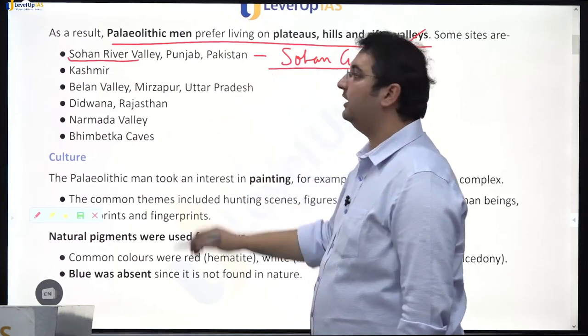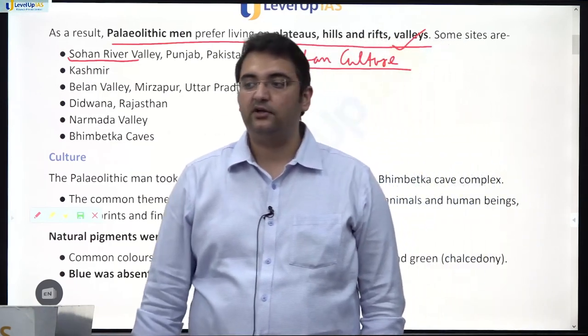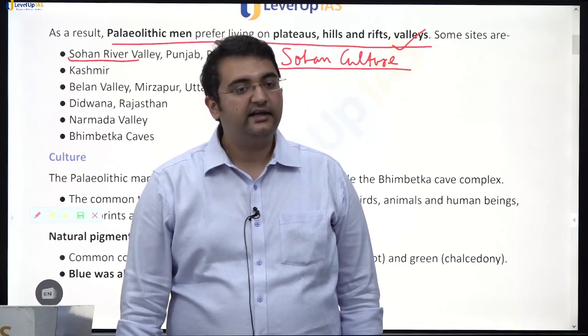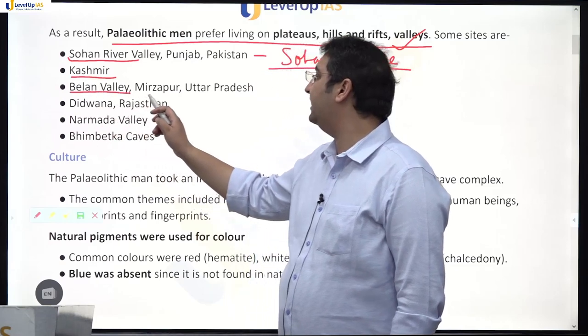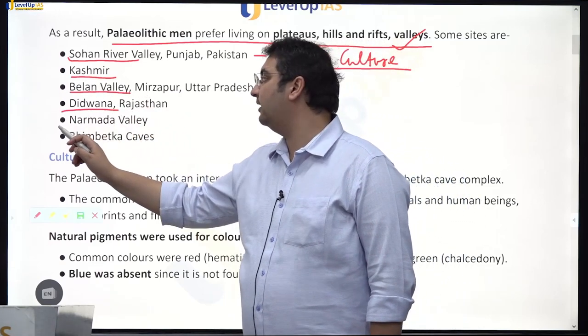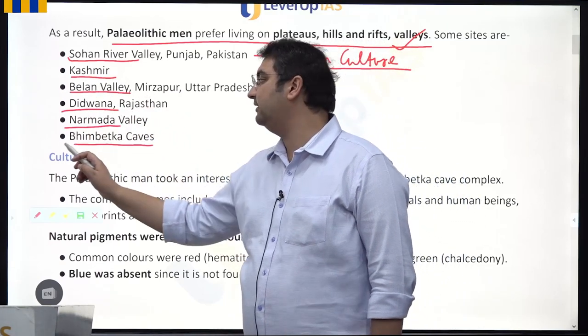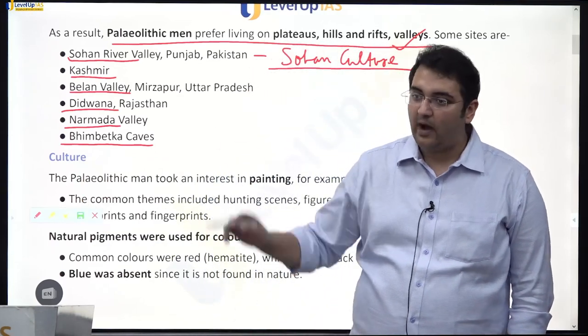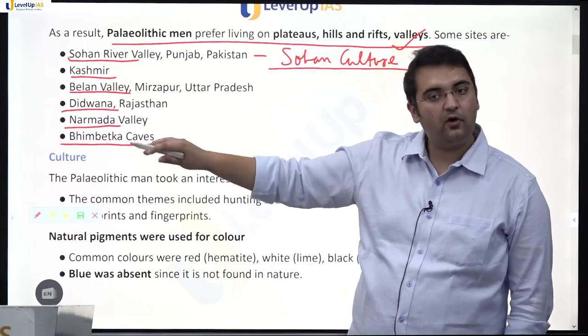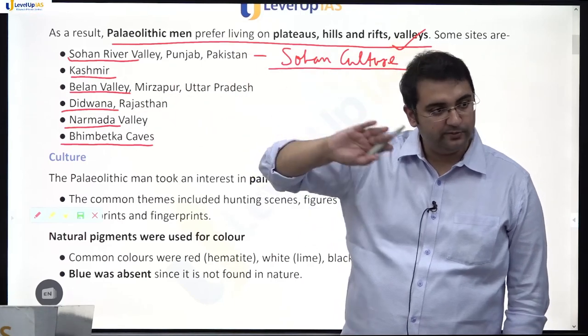Kis tarah ka culture hai? Paleolithic, Mesolithic, Neolithic, Chalcolithic? It is Paleolithic. Theek hai? Kashmir, the Belan Valley, Didwana, Narmada Valley, and the Bhimbetka Caves. Is this clear? Why are they preferring to live in such regions? I hope there is no doubt.